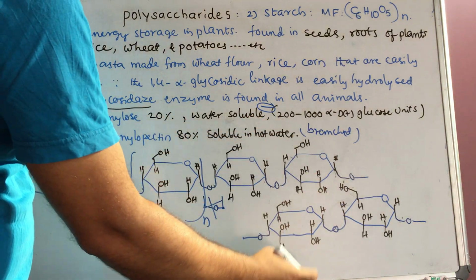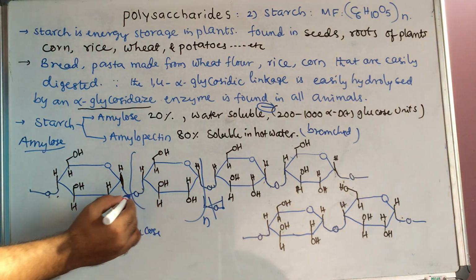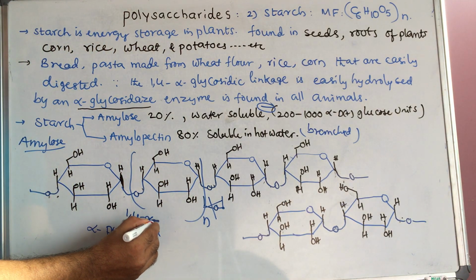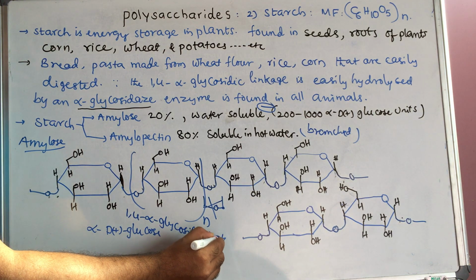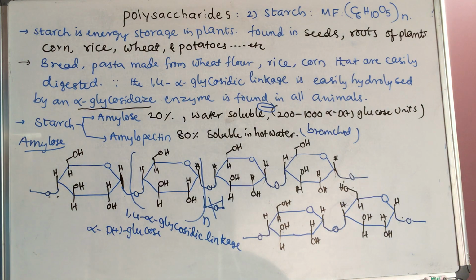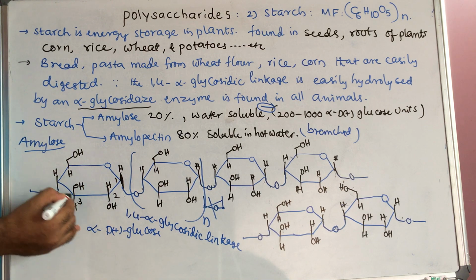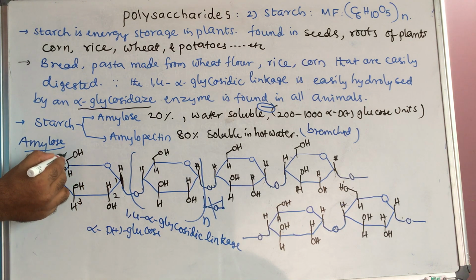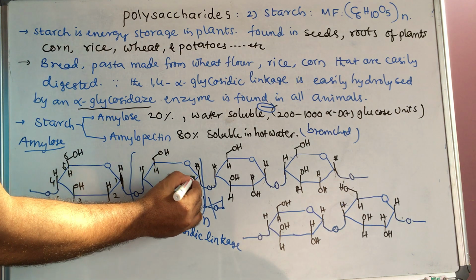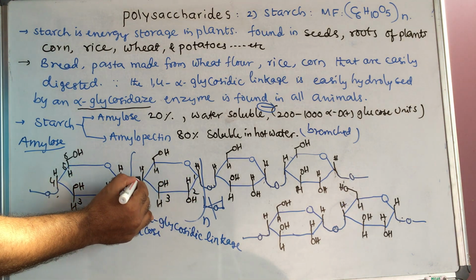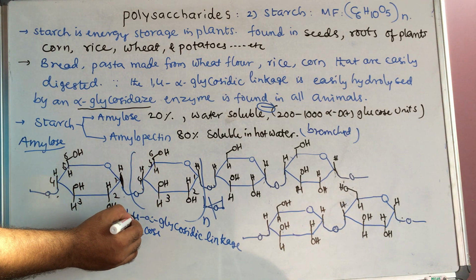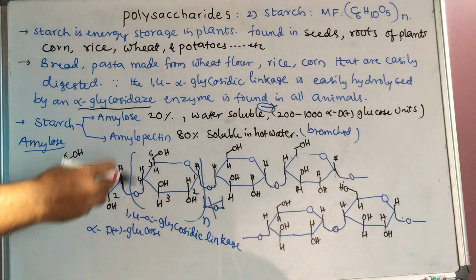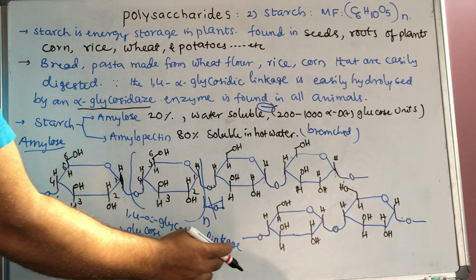In between these two, this is called a 1,4 alpha glycosidic linkage, because this is C1, C2, C3, C4, C5, this is C6. Here C1, C2, C3, C4, C5, C6. So this C1, C4 carbon linkage is alpha glycosidic, because this is alpha D glucose. That's why it is a 1,4 alpha glycosidic linkage.